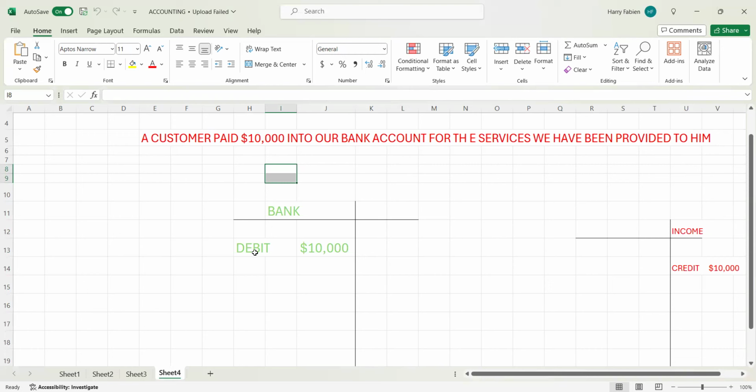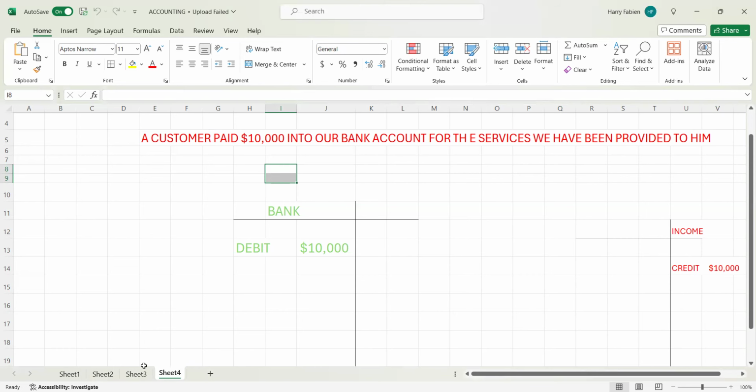You use your debit because $10,000 is going to your bank. Anytime you receive money, it goes to the debit side, because the $10,000 the customer gave you goes to your bank. You create a ledger for the bank, which is debit $10,000. And then for the service that we have provided to him, we create an income, because that's your business. You create another ledger for income, so the income ledger will be credit $10,000. That's the way, my friend.